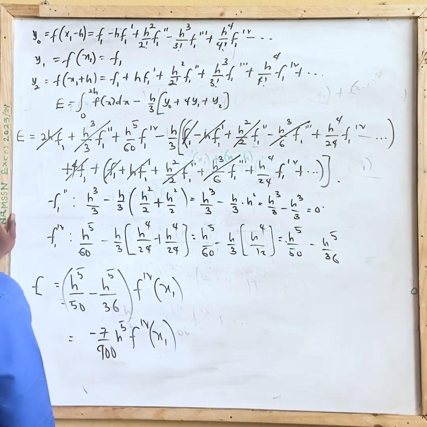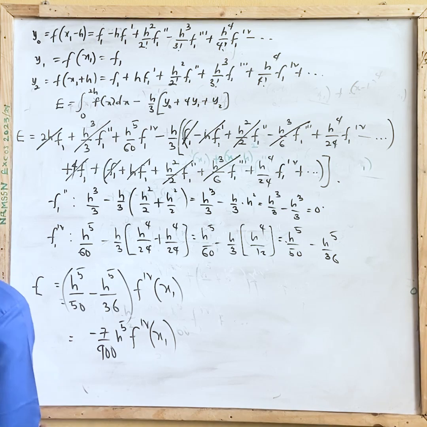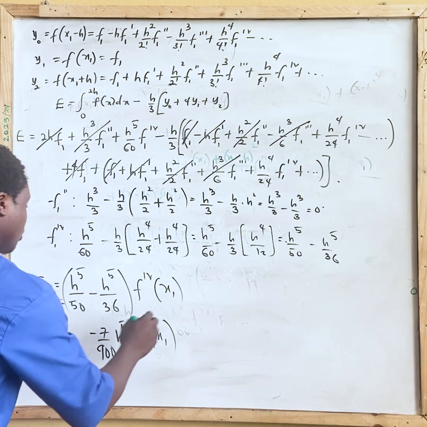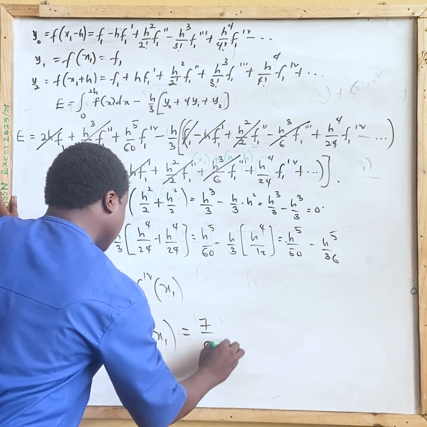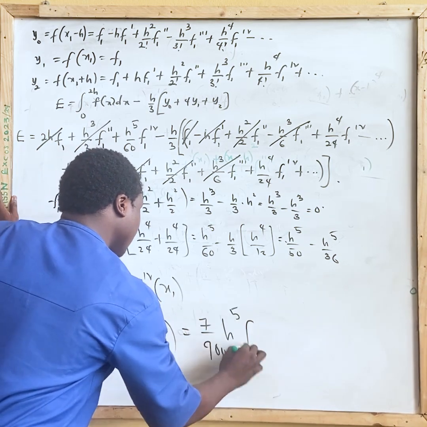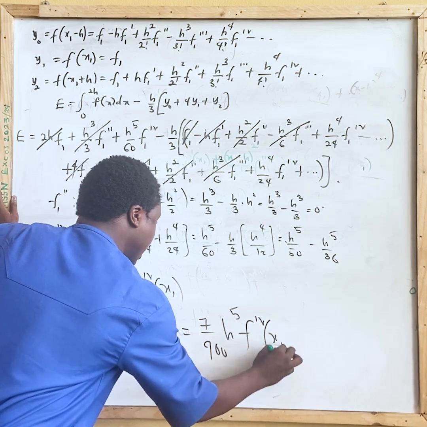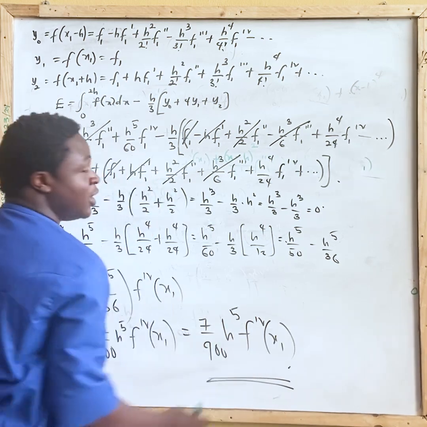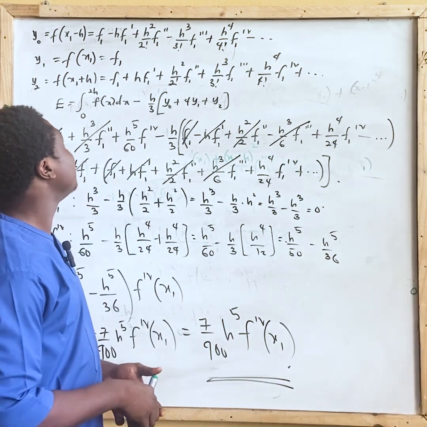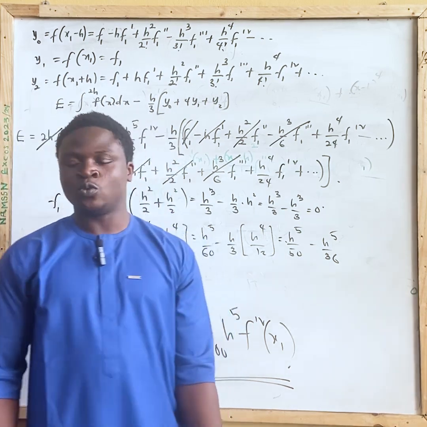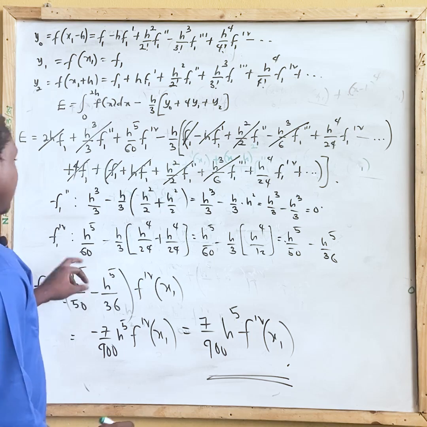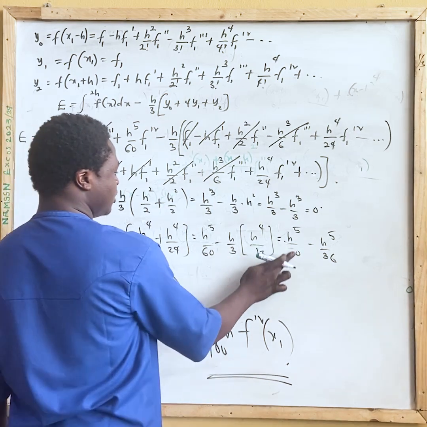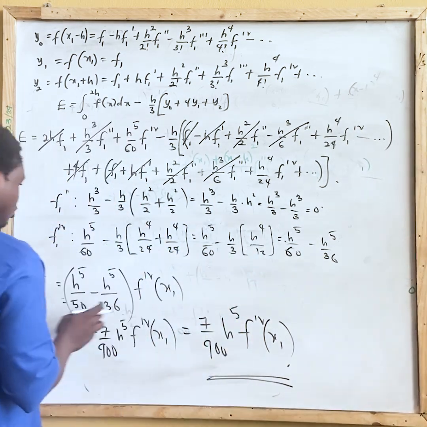Of course, our error should be positive, so we can take the absolute value. So I have this to be 7 over 900 h to the power 5 f IV of x1. So this is the error of the Simpson 1/3 rule. Oh, sorry. This is 60 here. So let me write my 60 back. Sorry, 60.